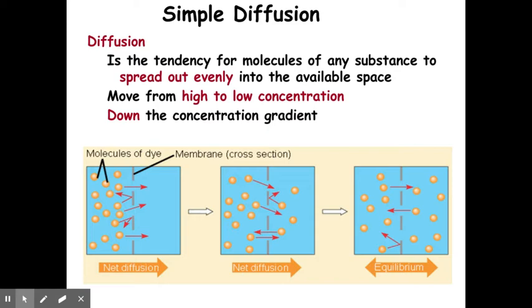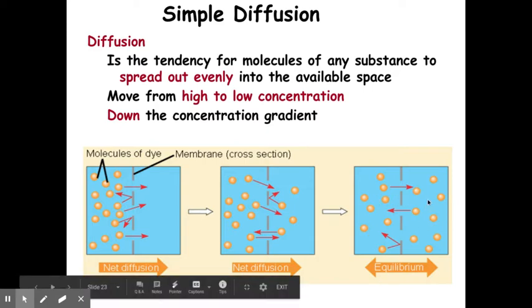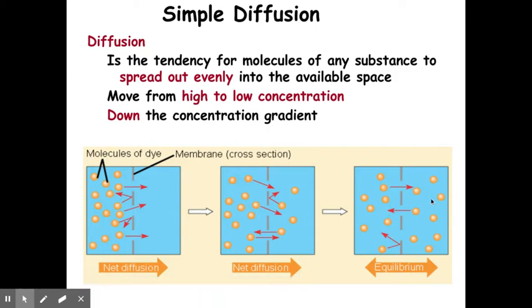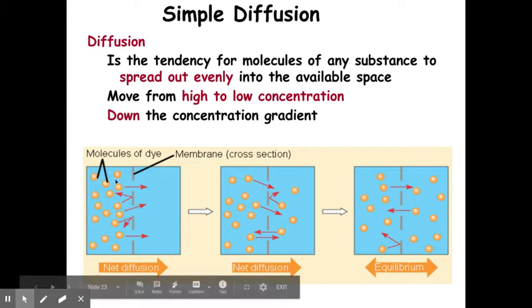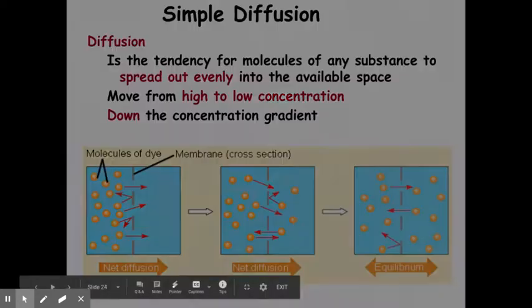And the molecules would continue to move back and forth, even at equilibrium, so when there are equal amounts on both sides, they still move. It's just no net movement anymore. So they can move back and forth at equal rates. But until they get to equilibrium, here we have, again, movement from a high concentration to a low concentration directly through the membrane. Simple diffusion.